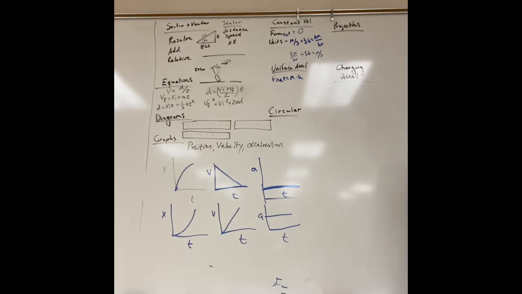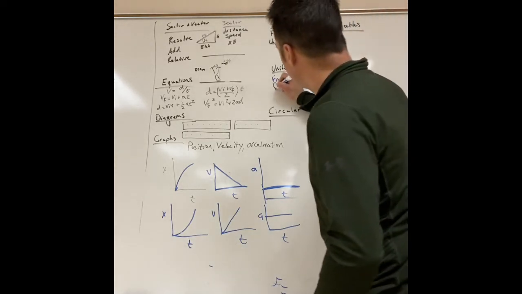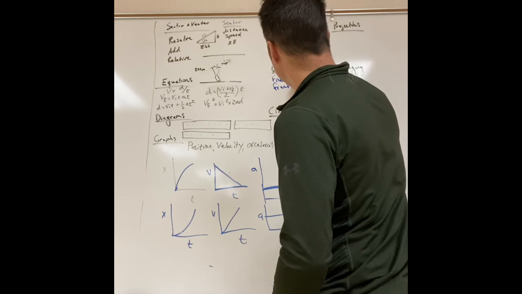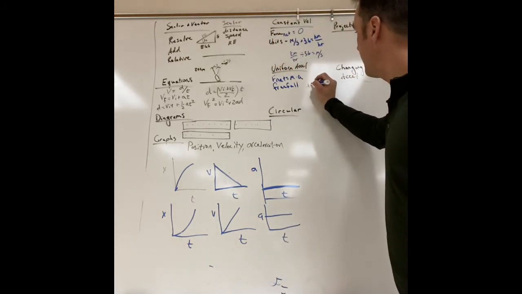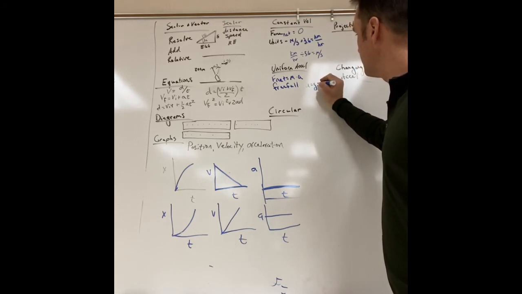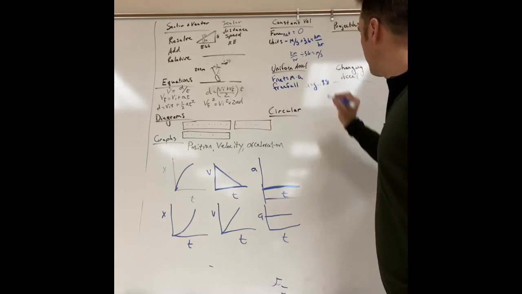So this would be like if you're going down a hill, or something in free fall, or something being pushed or pulled by someone. They experience an acceleration. The vertical part of projectile motion is uniform acceleration. The horizontal is constant velocity. Free fall is probably the most common example of uniform acceleration. And then we just say a equals g, which is 9.8, or 32 in feet.